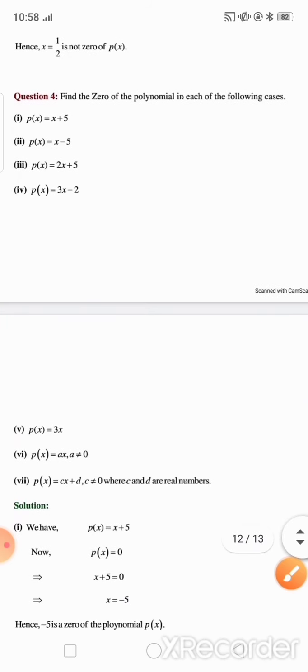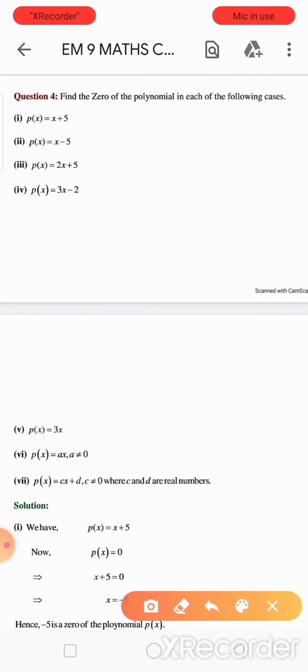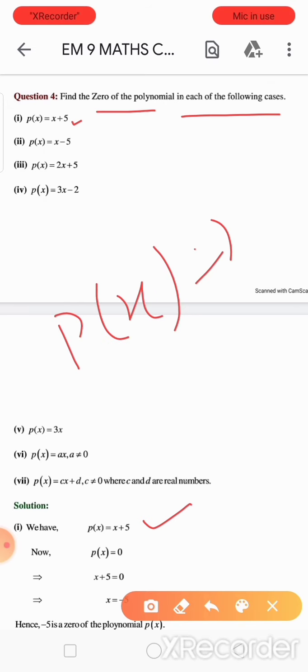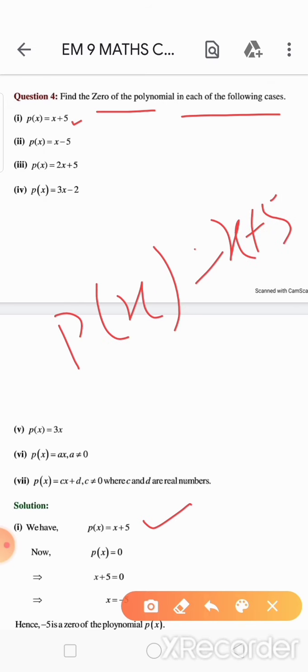Next question, question number 4. Find the zeros of polynomial in each of the following cases. We have to find the zeros of the polynomial given in question number 4. So we start to solve. Our first polynomial is p of x is equal to x plus 5. We have to find the zeros of the polynomial.